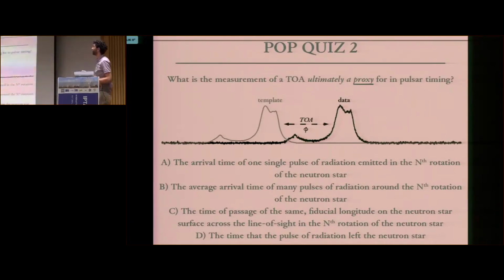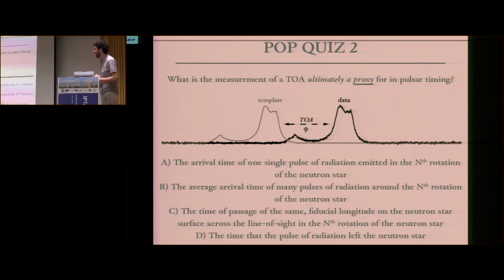So we just talked about this measurement of a phase offset in this average profile. This is a proxy for something. What is it a proxy for? Is it a proxy for the arrival time of one single pulse of radiation emitted in the nth rotation of the neutron star? Maybe it's the 5th rotation. Or is it the average arrival time of many pulses of radiation, so many rotations of this pulsar and its radiation averaged together? Is it the average arrival time around the nth rotation? So maybe the 5th rotation plus or minus 3 or something like this.